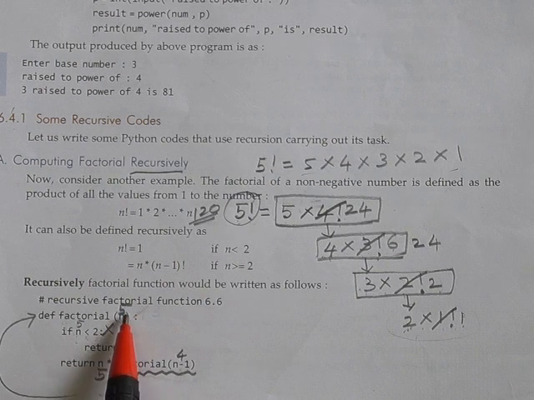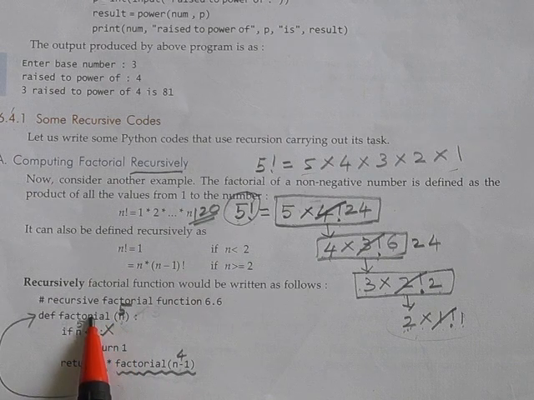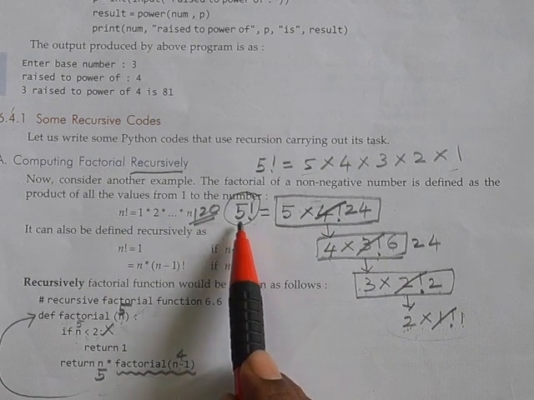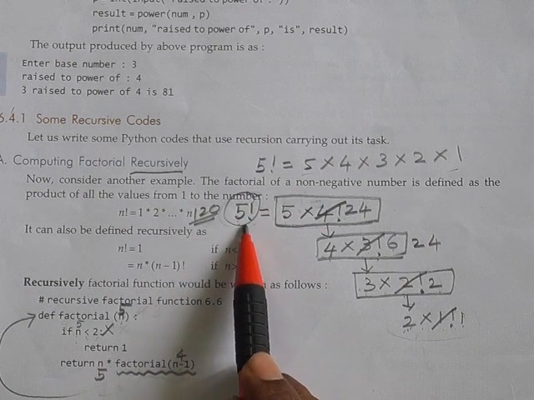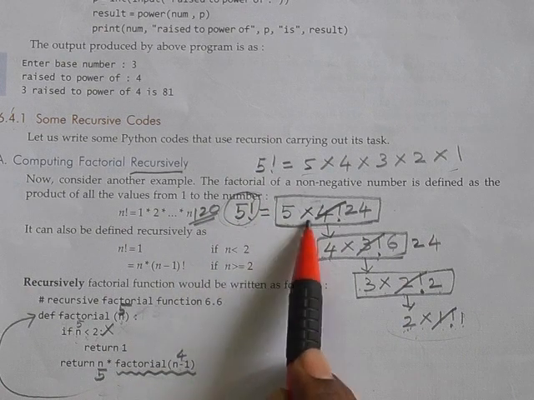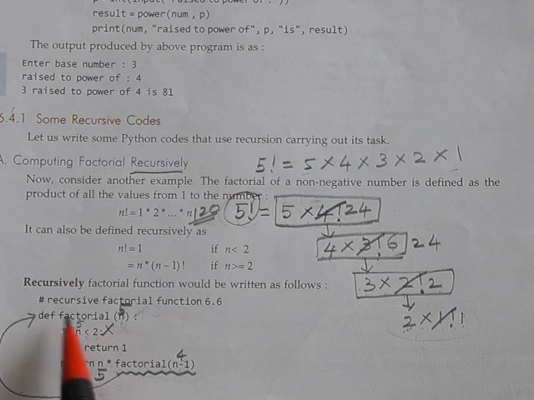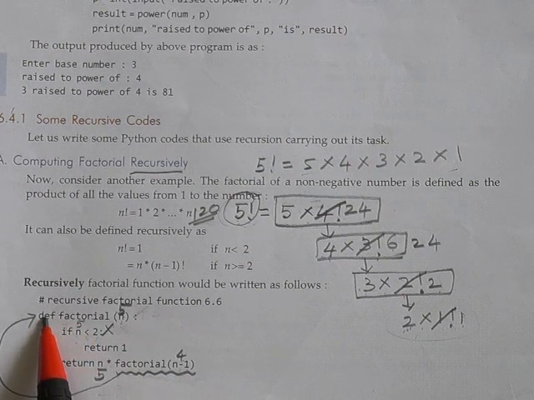You see, this is 5 factorial. If you want to find the value of 5 factorial, you have to find the value of 5 into 4 factorial. Like this. Got it? Then, I told you it is a calling statement. This will call the factorial definition.